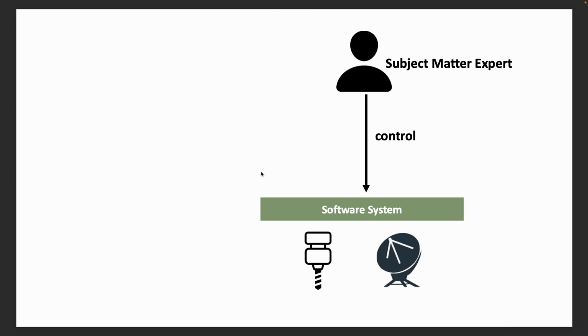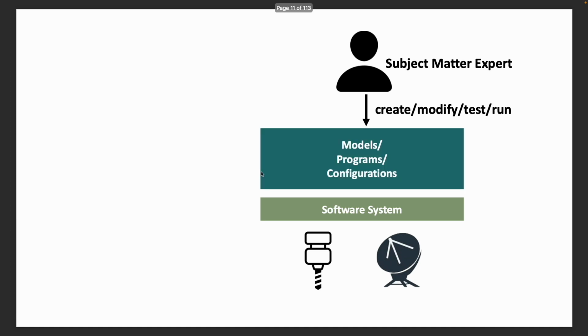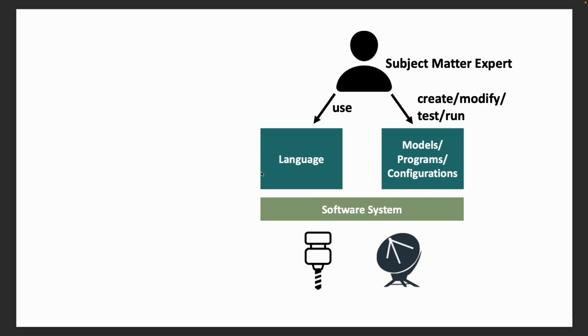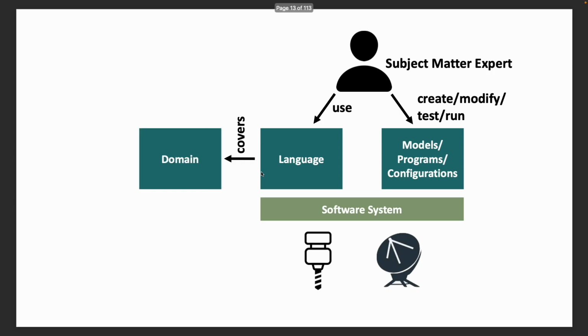So how this works is there is some kind of software system, and the subject matter expert, the mill operator or the astronomer, wants to control that machine, or wants to control the software system that then controls the machine. And they do that by creating, modifying, testing, and ultimately executing some kind of model, program, or configuration that describes what they want the machine to do. More specifically, they use a language that has been built for this particular purpose, and that is used to create, modify, test, and run these models or programs or configurations. And this language covers the domain of CNC manufacturing or radio astronomy.